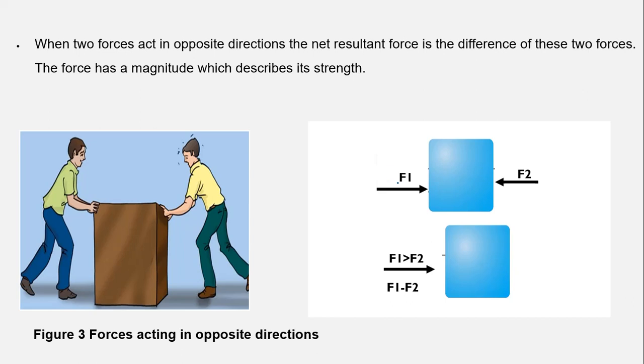When two forces F1 and F2 act in different directions, then the resultant will be the difference between the two forces. Here, as F1 is greater than F2, the resultant will be F1 minus F2.